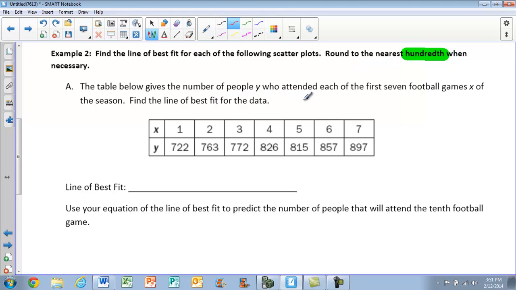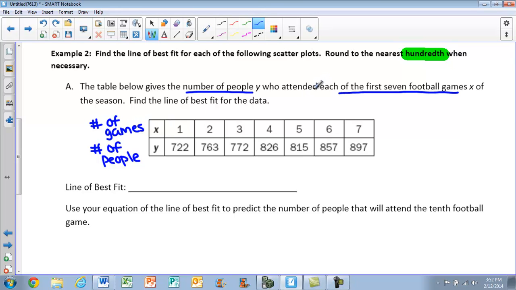The table below gives the number of people, Y, who attend each of the first 7 football games, X, of the season. Find the line of best fit for the data. So what we want to take a look at is they spelled this out for us in our word problem. It says Y is the number of people. So I'm going to go ahead and just write this off to the side so I keep that in mind. Y is my number of people. And if you look, X is each of the first 7 football games. So X is actually our number of games. Okay, so we're talking number of games and number of people. It's always important to identify X and Y.